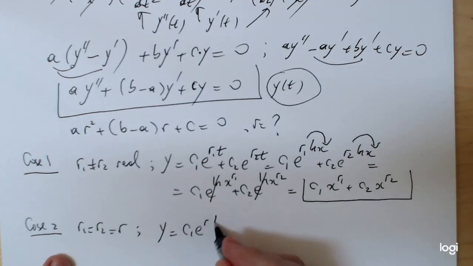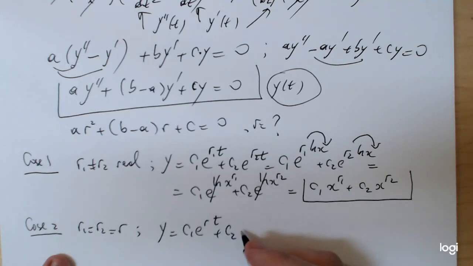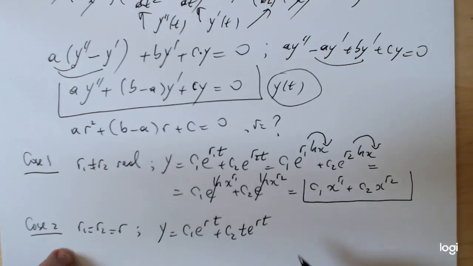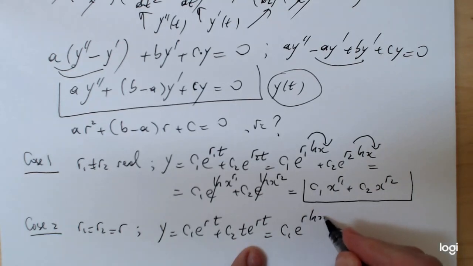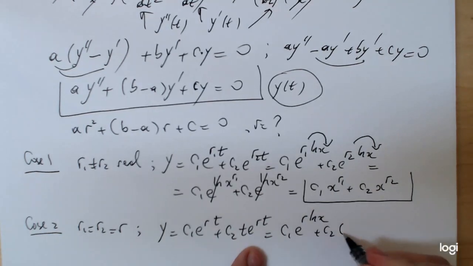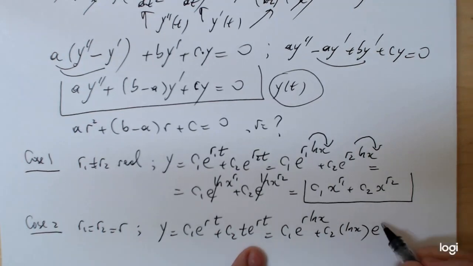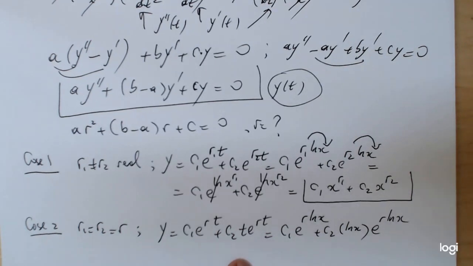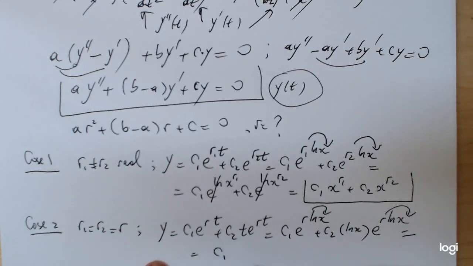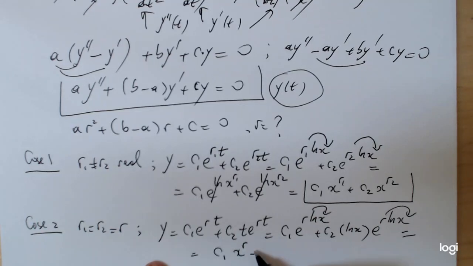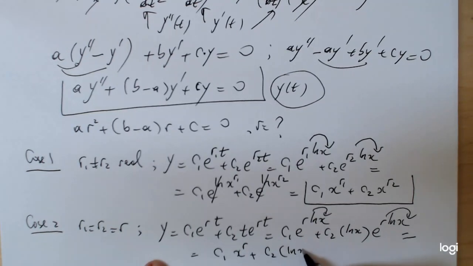C1 e to the rt plus C2 t e to the rt. And again, we're going to make the substitution of natural log of x for t. Bring r inside, simplify the natural log with the exponential. So in this case, the solution would be C1 x to the r plus C2 natural log of x, x to the r.